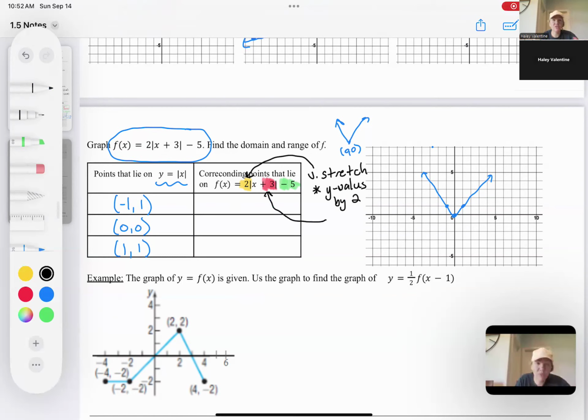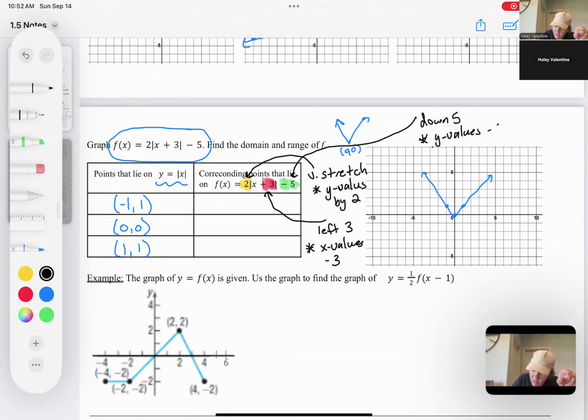This x plus 3, it's on the inside, so it's left and right. But which one? It's opposite. Adding actually shifts you left 3. So what that means is your x values, you will have to subtract 3 to them in order to move them left. And then the last one right here, that is a minus on the outside, so it's either up or down, and since it's minus, it's down, so down 5. What that means is our y values, we will have to subtract 5 from them.